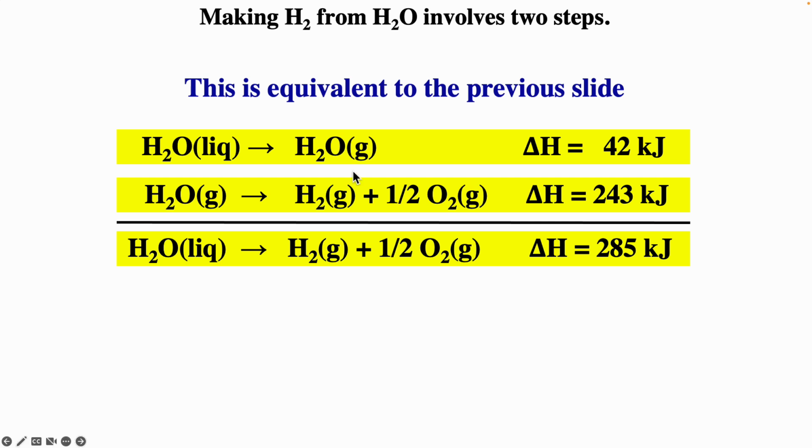Now we can equivalently write it this way, where instead of writing the heat as a reactant, we can also write a delta H. And again, if delta H is positive, that means it's endothermic. And so you'd have that much heat as a reactant.